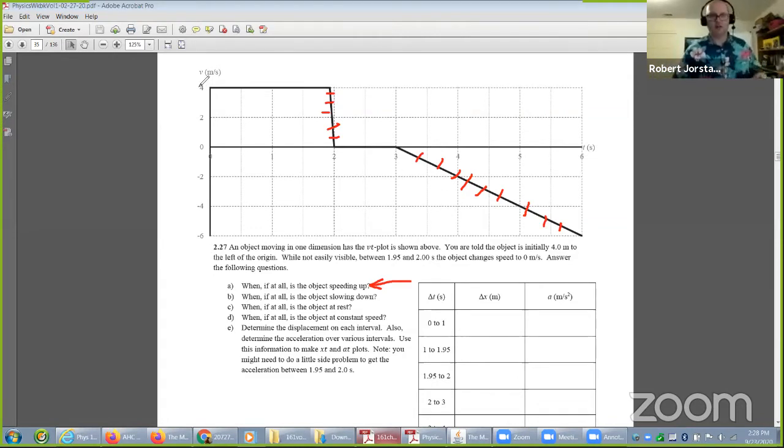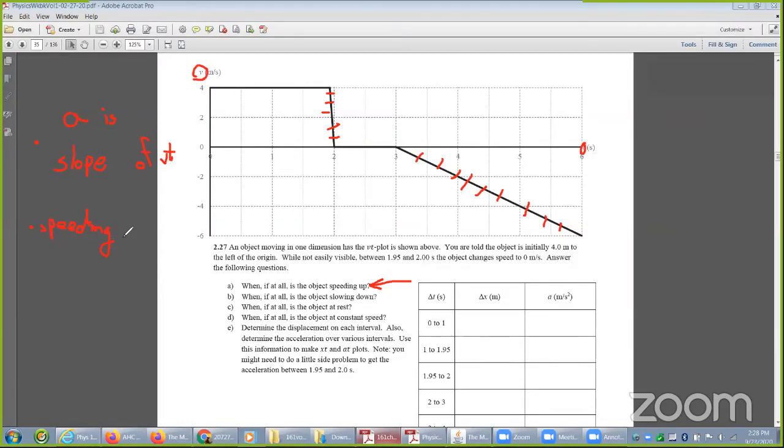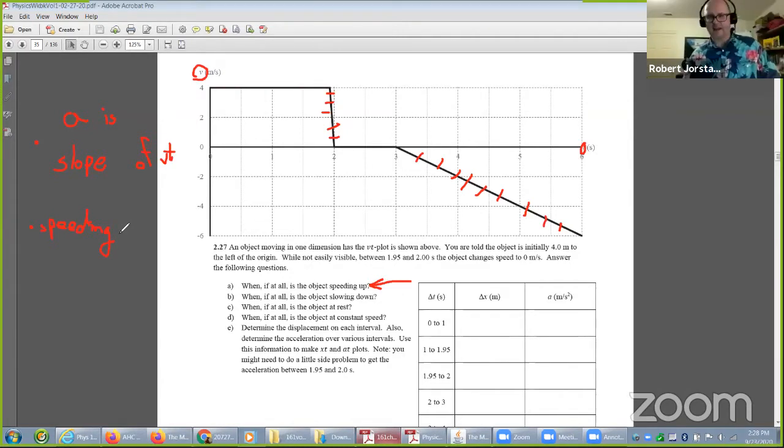Now we should be careful. What type of plot are we dealing with? VT. So remember that A is the slope of VT, right? That's one of our bullets that we have on our chart. Okay, how do you know if something's speeding up or not? Why does acceleration matter? I'm just writing speeding up. A change in height. It relates to that, yeah.